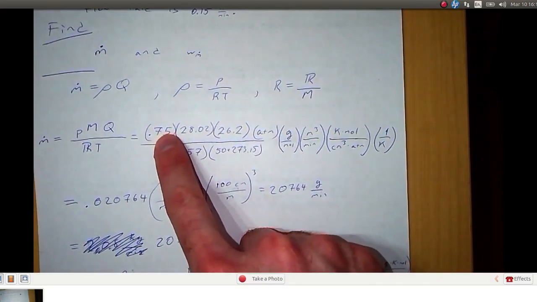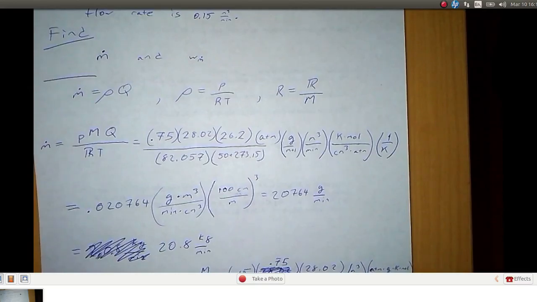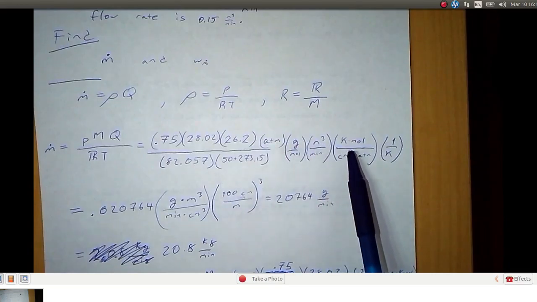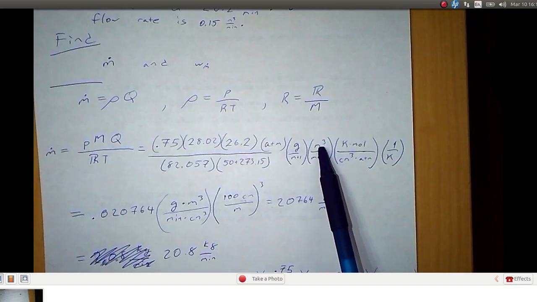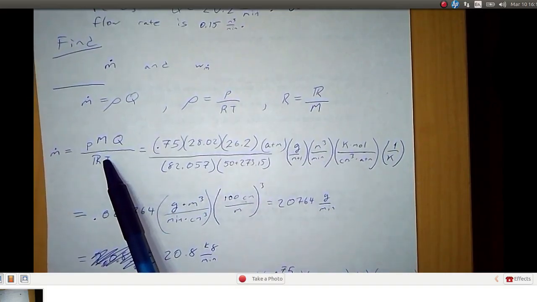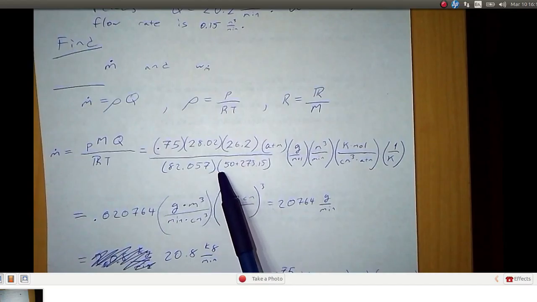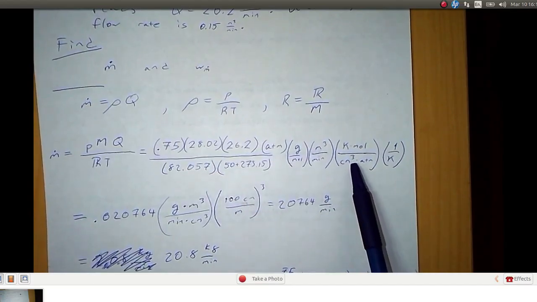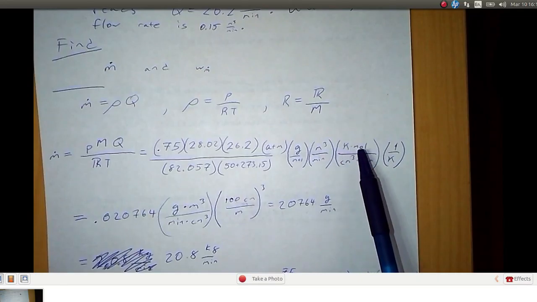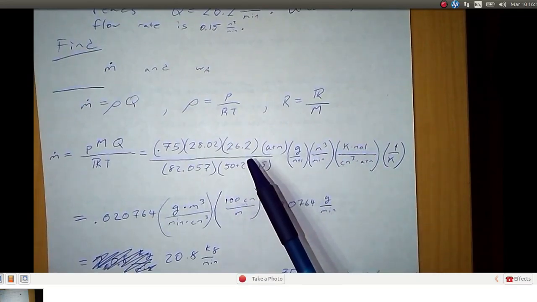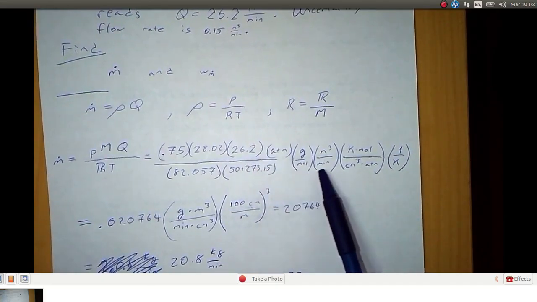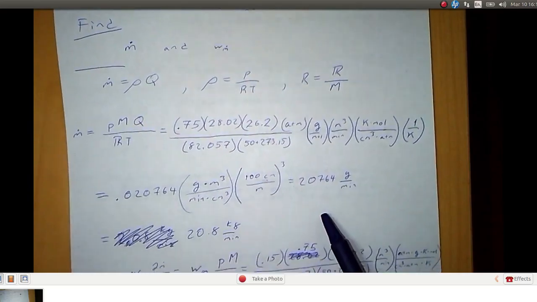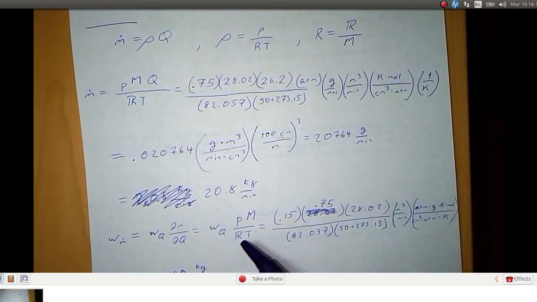And up here we have the pressure was 0.75 atmospheres, and the molecular weight is 28.02, and that's in units of grams per mole. Q is 26.2 meters cubed per minute. Ideal gas constant is 82.057, and that's units of centimeters cubed atmospheres per degrees Kelvin times mole. And finally, the temperature is 50 degrees C, and that's 323.15 degrees Kelvin.